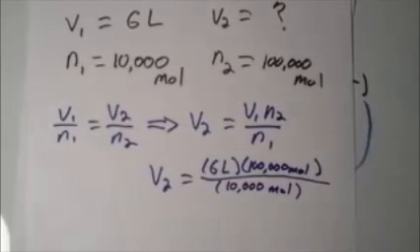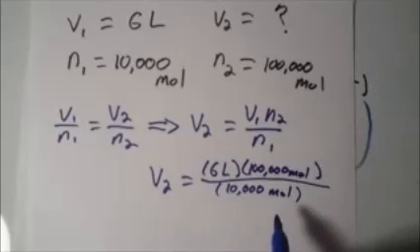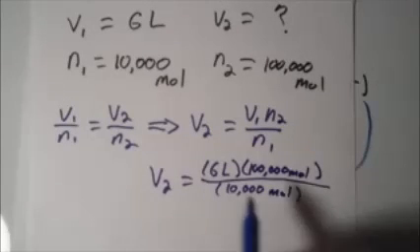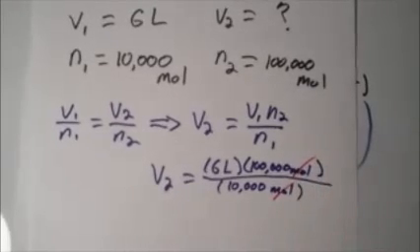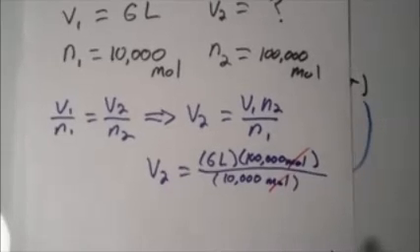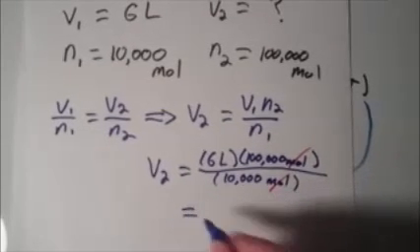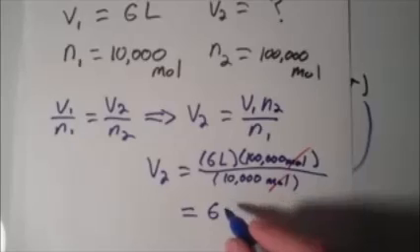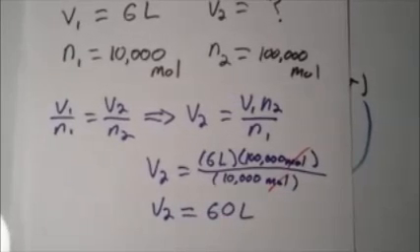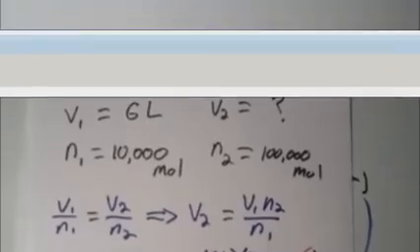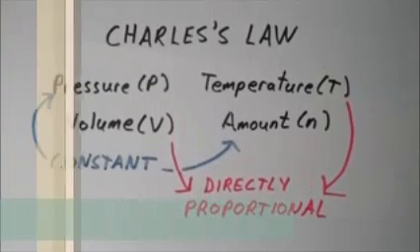And 100,000 over 10,000, that's going to be 10. 10 times 6 is 60. The moles cancel. This unit cancels. So we're left with nothing but liters. So that means that our V2 is going to be 60 liters. So there you have it. There is Avogadro's law.